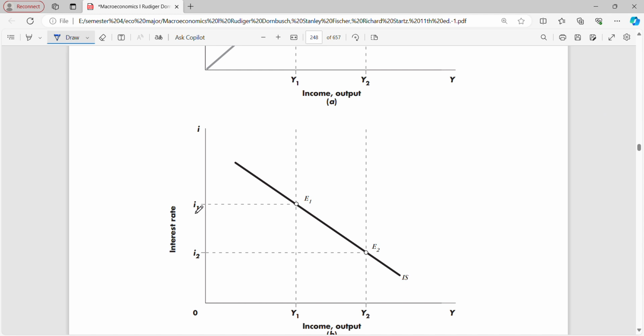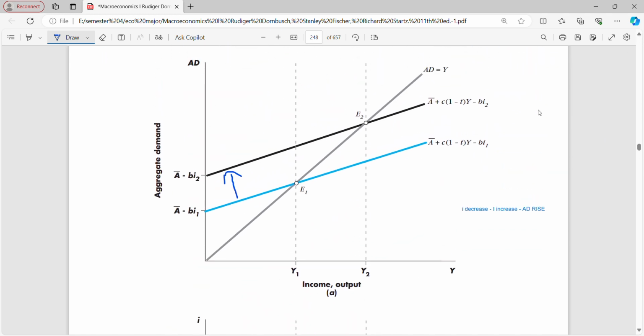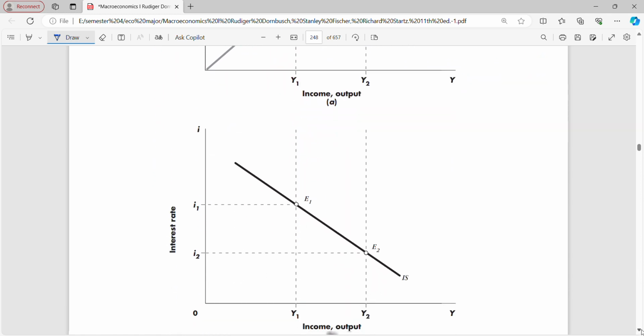In the combination of interest rate, here we got to know that at this I1 interest rate we got equilibrium here. At the I2 interest rate we got equilibrium here. Connecting those points, I1 here and I2 here, we will get the IS curve.